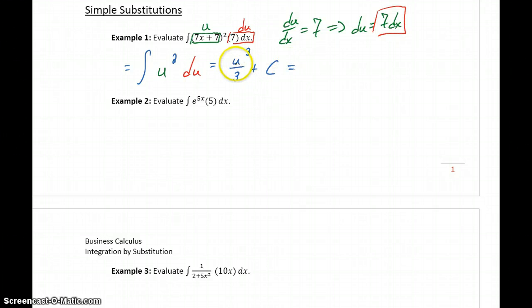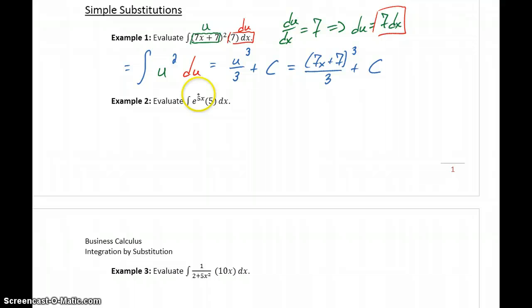Then our last step is to rewrite this back in terms of the original variable. So in place of u, we'll plug this 7x plus 7 back in. So we'll undo that substitution we made at the beginning. This will become 7x plus 7, that quantity cubed, divided by 3 plus some constant c.